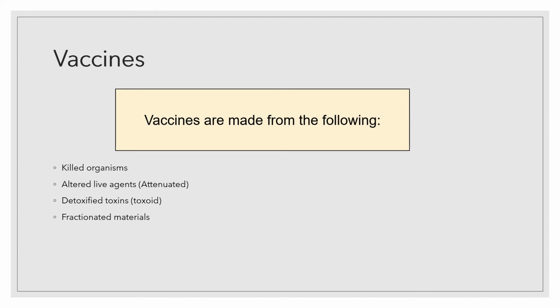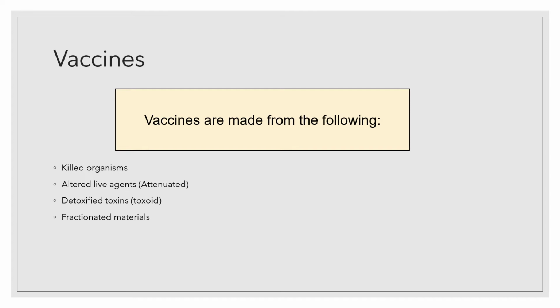One way to have actively acquired immunity is by being vaccinated. So let's talk a little bit about vaccines. Vaccines are made from the following: killed organisms, for example, the Bordetella vaccine, the measles, mumps, and rubella vaccine. Those are made by using killed organisms.